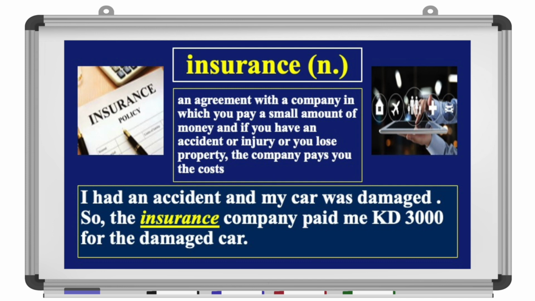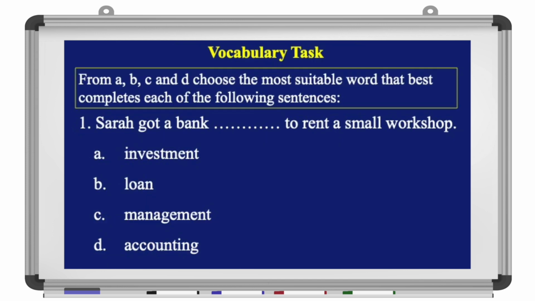We finished some vocabulary items. Now let's see if you can figure out how to answer the following questions. From A, B, C, and D, choose the most suitable word that best completes each of the following sentences. Sarah got a bank, blank, to rent a small workshop. So Sarah wants to rent a small workshop. She went to a bank. What did she do at the bank?